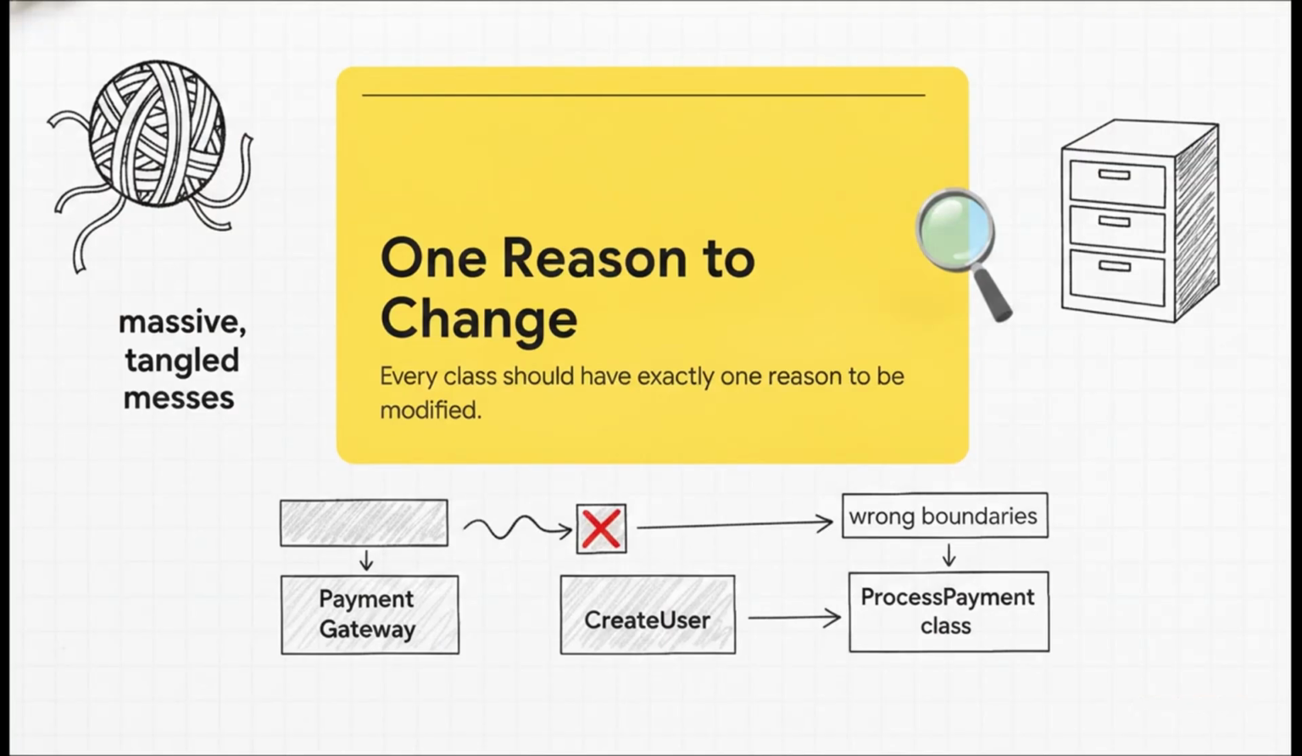Moving on to Part 2, the 3 golden rules for fixing your foundation. This setup isn't just about making your folders look pretty. It's governed by 3 strict rules. Rule number 1, one reason to change. Every class should have exactly one reason to be modified. If your product team decides they want a new payment gateway and you suddenly have to crack open your create user class to make that happen, well, you've got the wrong boundaries. You've got to separate those concerns.